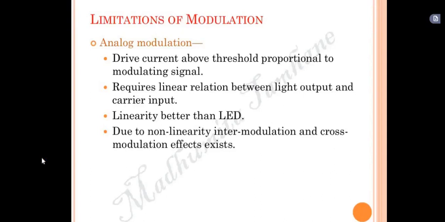And due to the non-linearity, intermodulation and cross modulation are going to affect it. Suppose the graph is not linear in nature and is fluctuating, then what is the use of that part? It will not be used in a proper way, so this is going to affect our modulation. This is regarding analog. Clear?